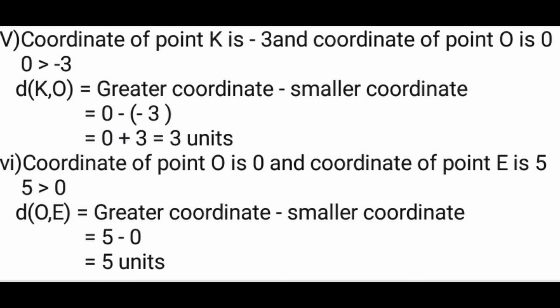Sub question number 6. Coordinate of point O is 0. Coordinate of point E is 5. You have to find out distance OE. 5 is greater than 0. Distance OE is equal to greater coordinate minus smaller coordinate, that is equal to 5 minus 0, that is equal to 5 units. So distance OE is equal to 5 units.